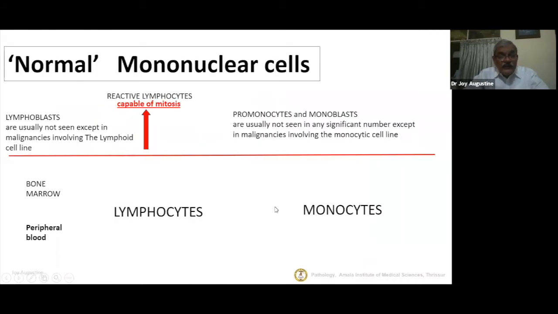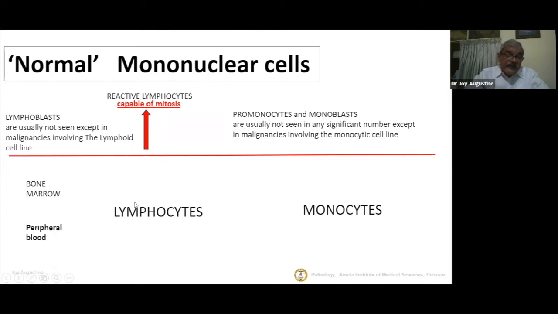Mononuclear cells: you find normal lymphocytes and normal monocytes in the bone marrow and the peripheral blood. You generally do not find lymphoblasts or monoblasts in the marrow or in the peripheral blood for that matter. You never see them. Monoblasts may not be recognized in the marrow because they may look like myeloblasts. But you generally don't find immature forms of these cells normally except in neoplastic states.